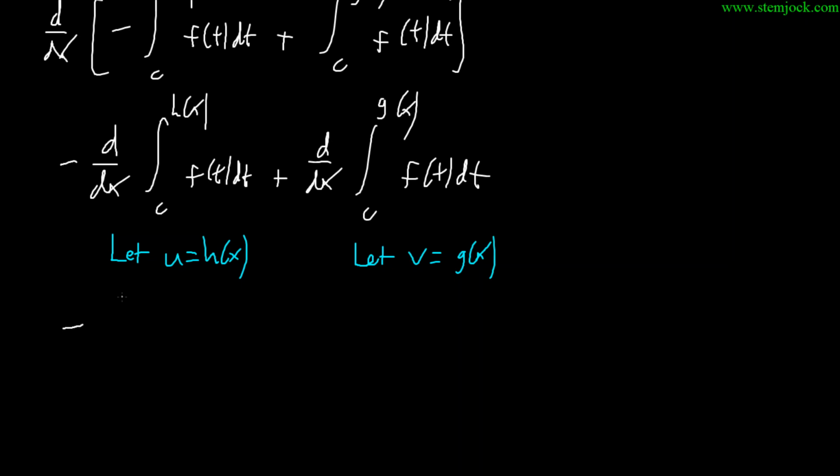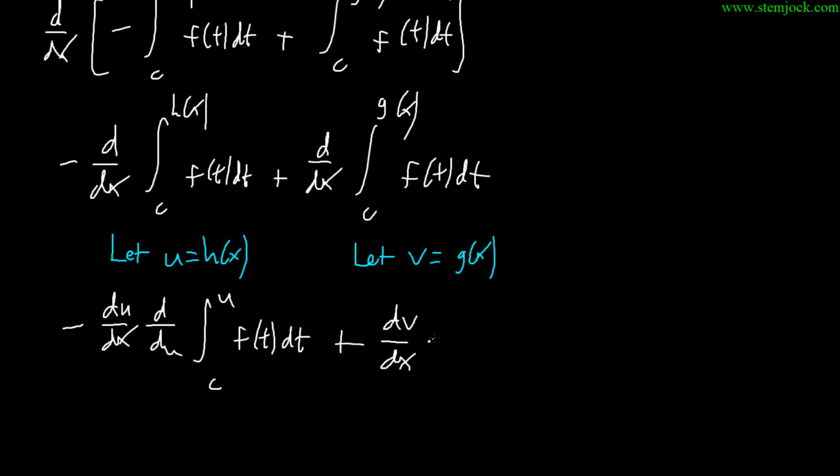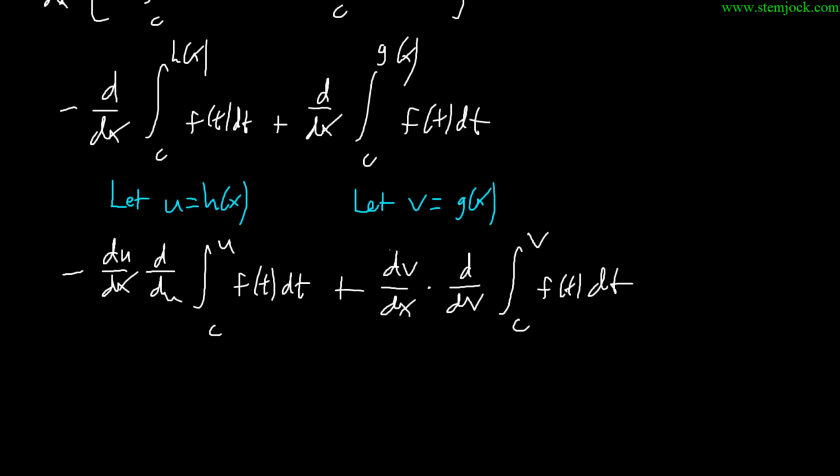So this is going to be negative du dx times d du of the integral from c to u, f of t dt, and plus, for the second term, a plus dv dx times d dv times the integral from c to v, f of t dt. You can think of it as if the differentials cancel out, which leaves the original d dx. So this is essentially how the chain rule works.